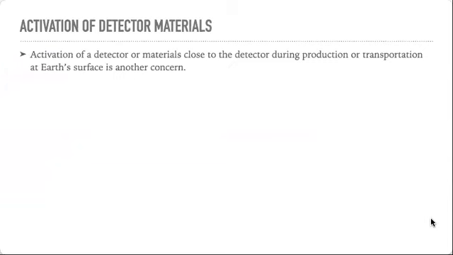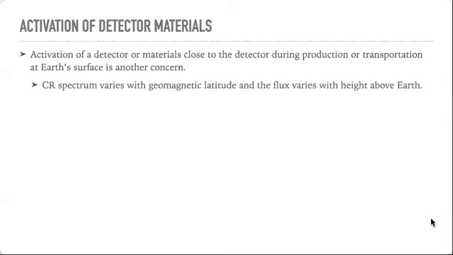So let me talk next about activation of materials, but I do promise you I am going to get to other environmental backgrounds as well. If you have your detector near the surface of the Earth, you can actually get activation. You can produce radioactivity in your detector material by just transporting it or fabricating it at the surface of the Earth, because cosmic rays are coming down. The cosmic ray spectrum, as you know, varies with height, with latitude and longitude.